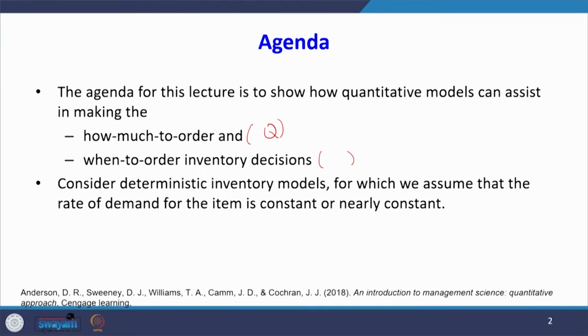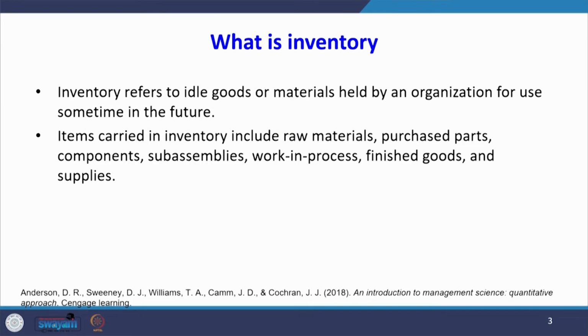In this lecture the assumption is deterministic inventory models. What is the meaning of deterministic inventory models? We assume that the rate of demand for the item is constant or nearly constant and it will not change. So, the demand is known to us. The reference for this lecture is this book by Anderson et al.